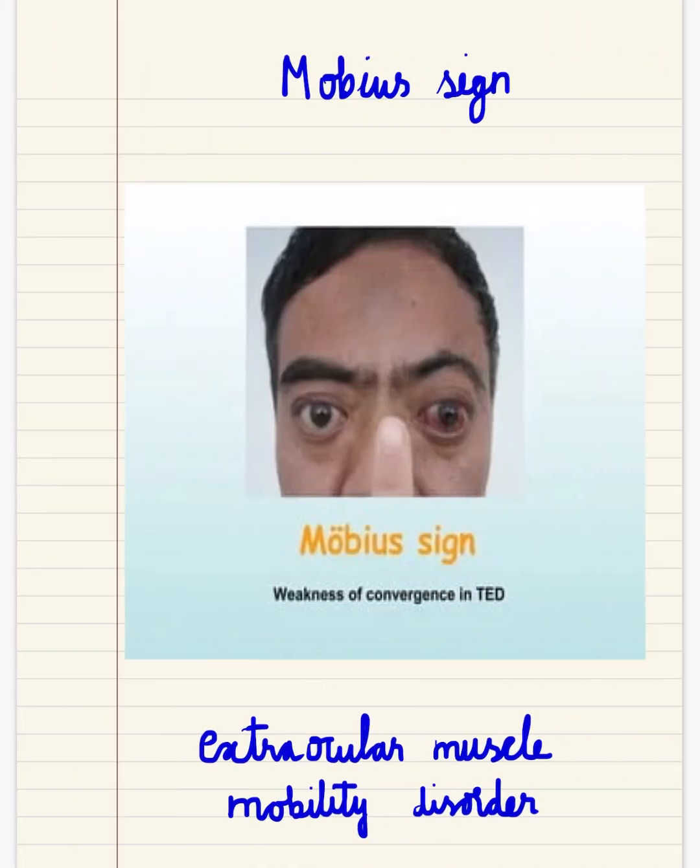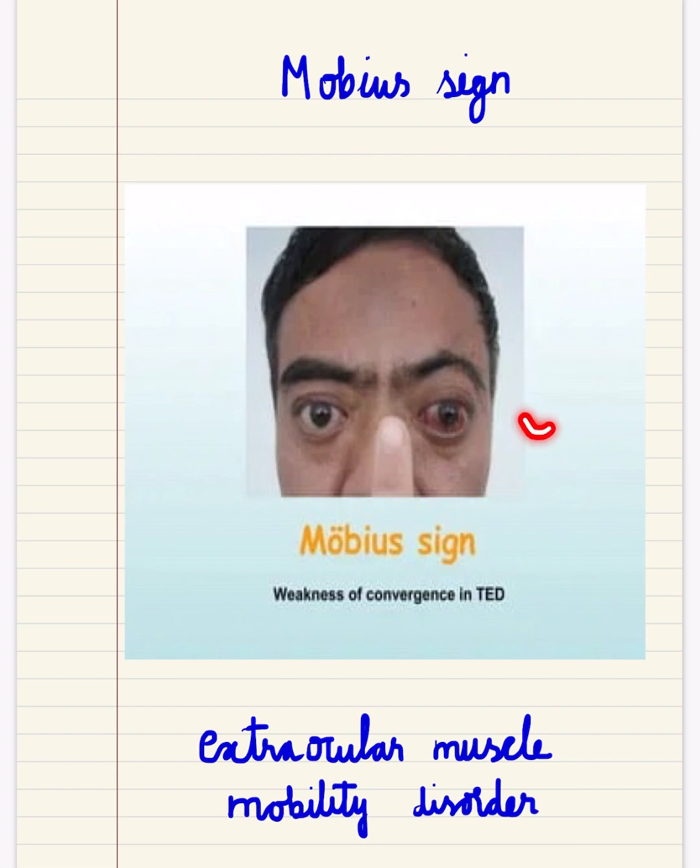Next, moving on to the other named sign, that is Mobius sign. In Mobius sign, there will be a convergence defect or disorder in the motility or mobility of the extraocular muscle. This can be remembered as the first few letters of Mobius signify motility. So motility disorder of the extraocular muscle is seen in the Mobius sign of Graves' ophthalmopathy.